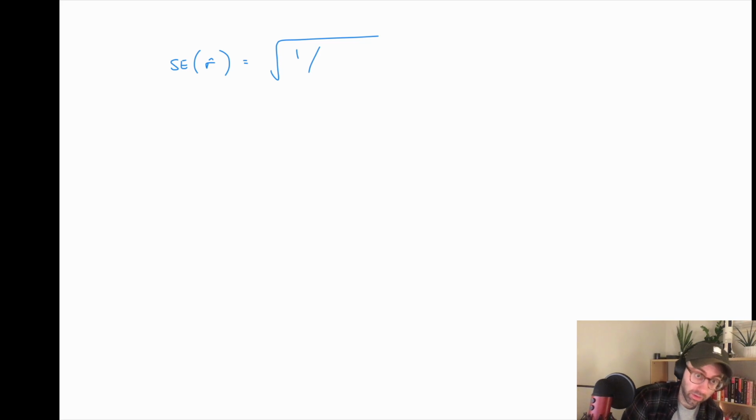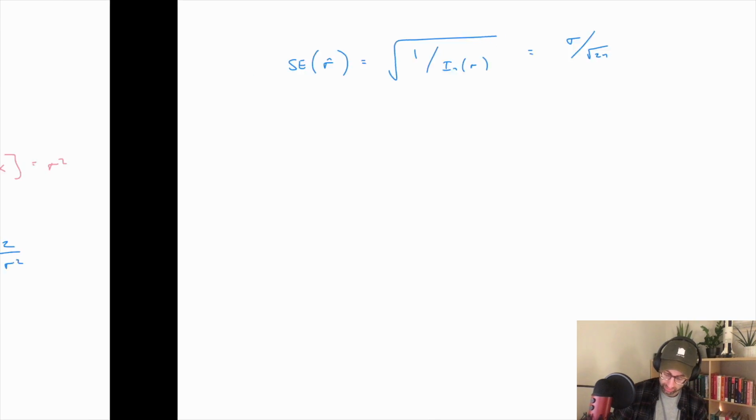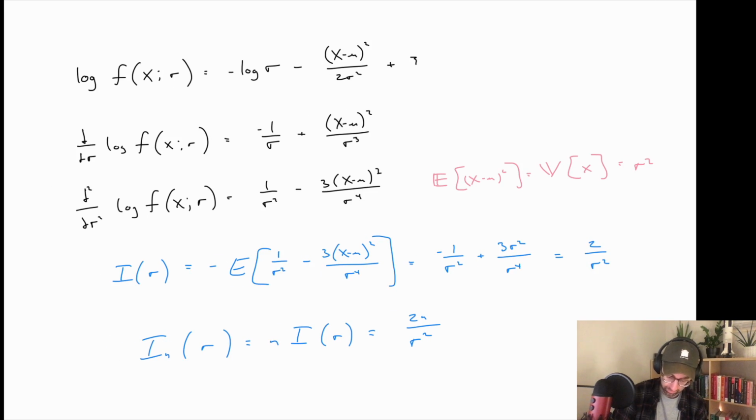So I want to get the standard error for the MLE of sigma. That's approximately 1 over the square root of the information for sigma, which should be sigma divided by the square root of 2n. That is, I'm flipping this and taking a square root. That's how we're getting there.